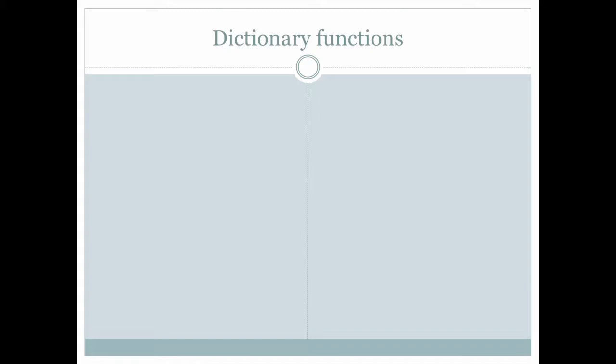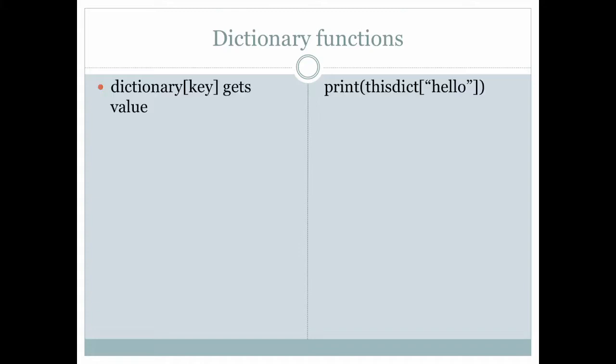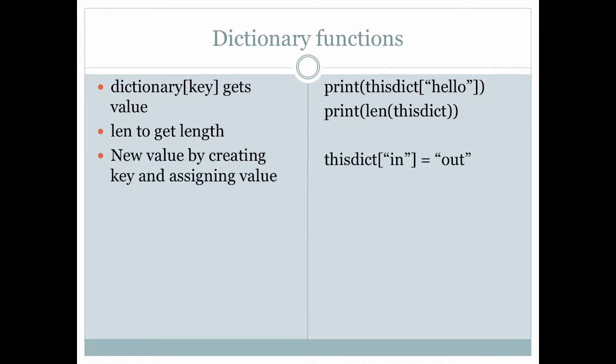And then dictionaries, like everything else, have their own functions. So you have dictionary bracket key, which gets you the value associated with that key. And then len to get the length. And if you have not noticed by now, len can basically get the length of anything that has multiple elements inside it. So you have strings, dictionaries, tuples, lists, all that good stuff.